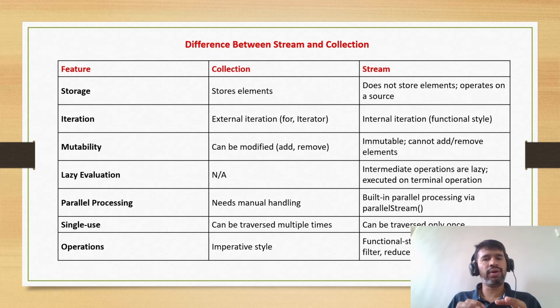Iteration wise, collection uses a for loop, for each, or iterator. Stream is basically a functional style of iteration, you can say. Collection is modifiable. You can add and remove. But in case of stream, you can't add or remove elements once you start processing. That's another important thing you should remember.